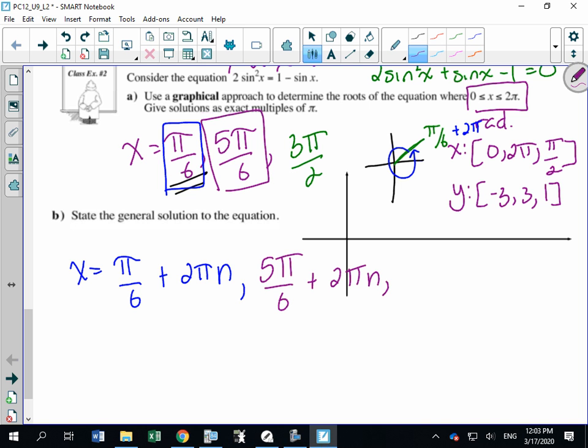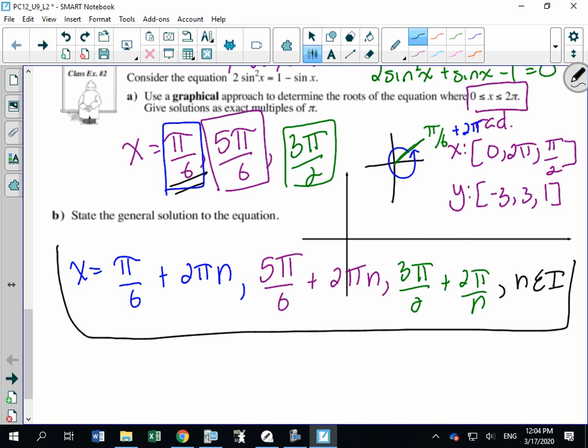angle. My last solution was 3 pi over 2 plus 2 pi n. So 3 pi over 2 plus 2 pi n. And then now that I've stated all three of my solutions, I'm going to say comma, n belongs to the set of integers. So it's like a huge general solution that's taking care of all three of my solutions in one.